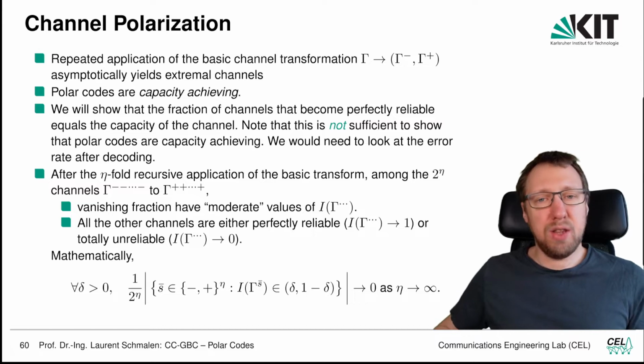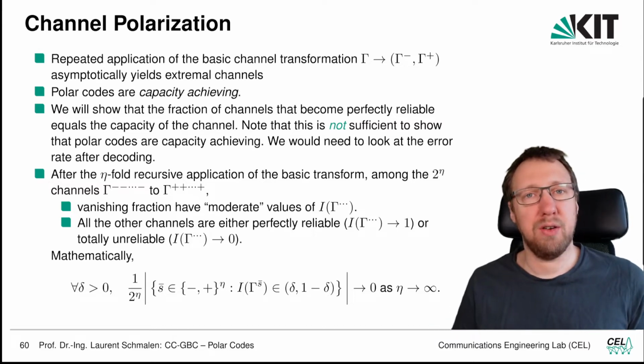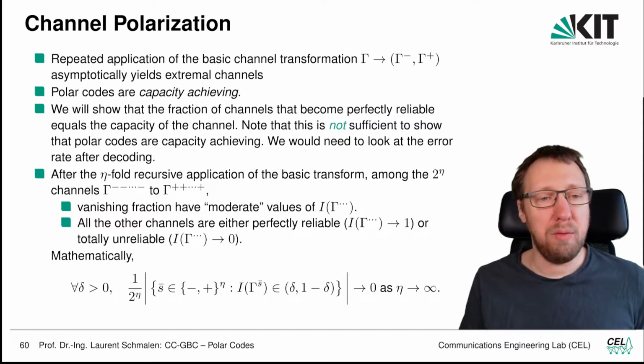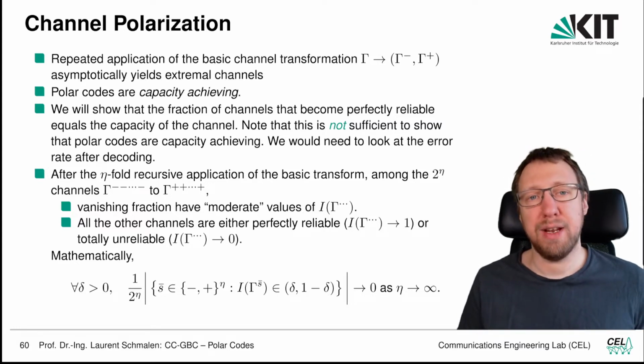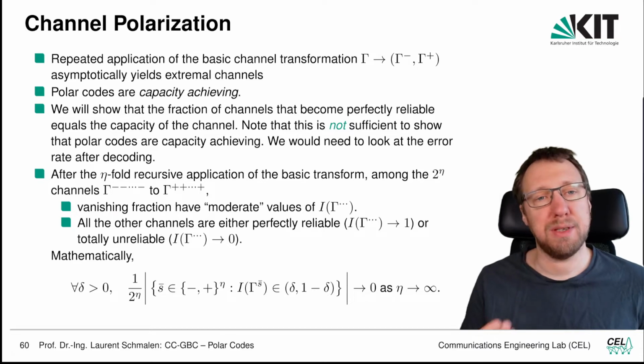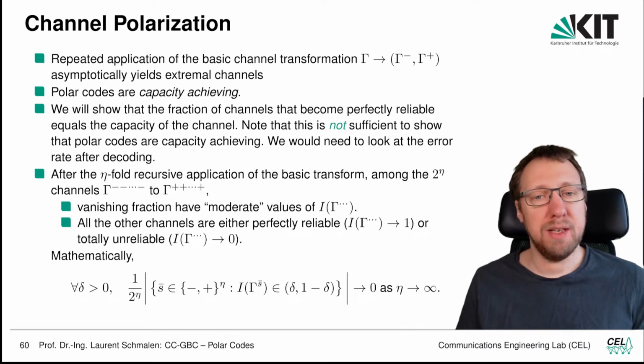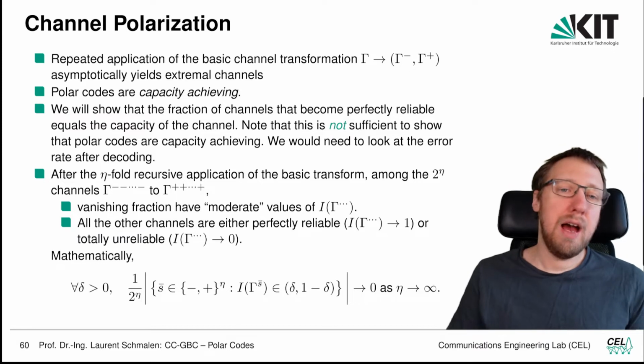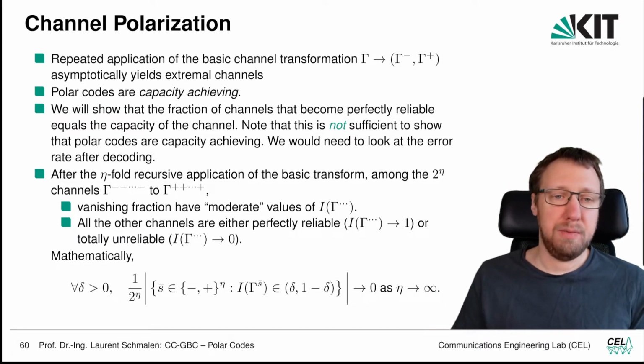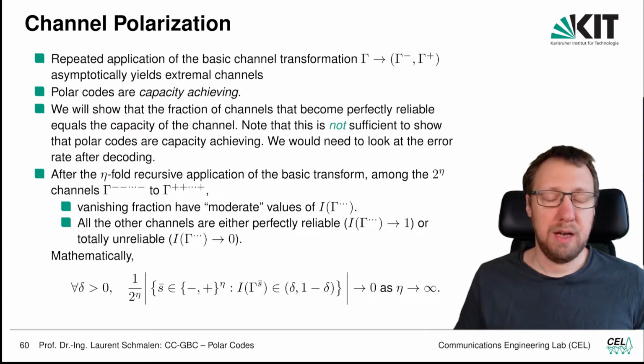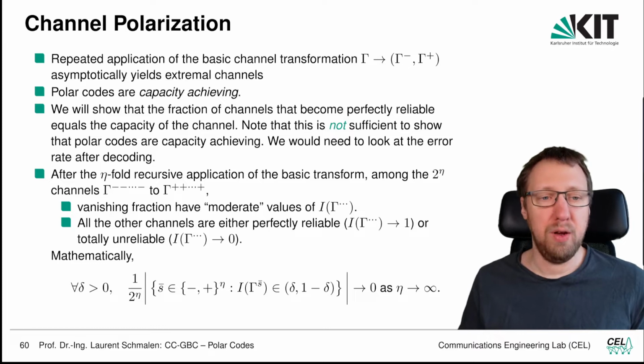So this is not yet sufficient to show that polar codes are actually capacity achieving. We need to look at the error probability after decoding, and show that it becomes negligibly small. This is something we are not doing because it is a little bit beyond the scope, and the proof is actually a little bit more involved.